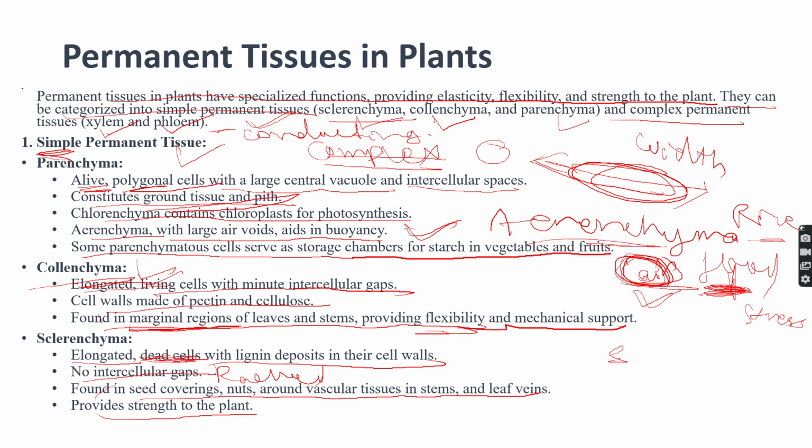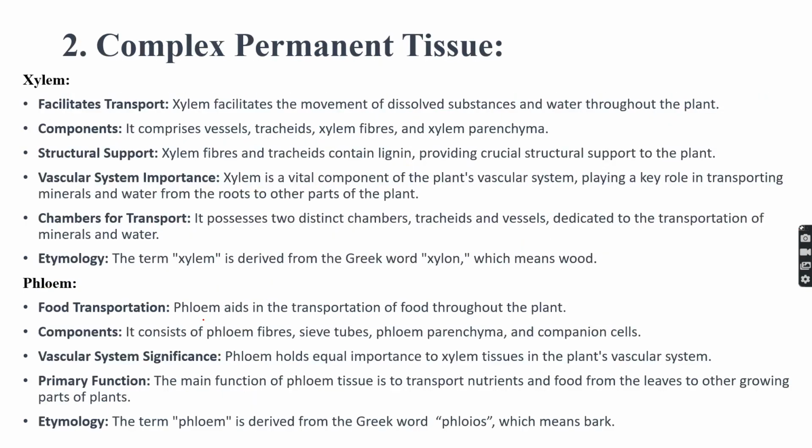So the seed coat, then nuts, and vascular tissues in stem and leaf veins, these are formed by the sclerenchyma tissue.